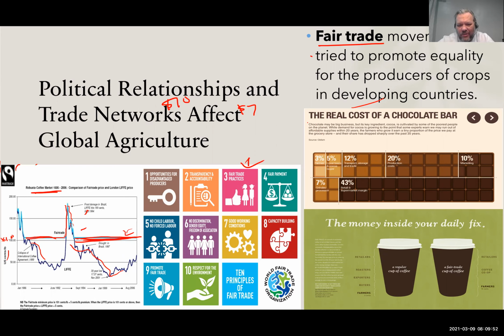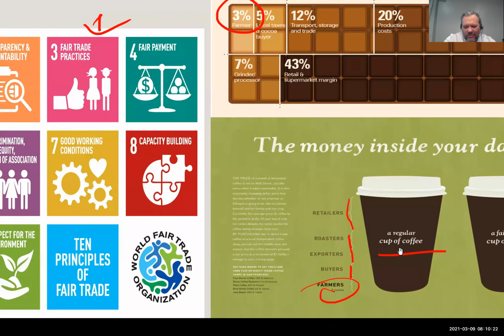And so when you look at the real cost of chocolate, and you watch the chocolate video right before break, this one says 3% of the proceeds go to the farmer. That's a pretty small amount, so just something to keep in mind. So is it better to buy fair trade chocolate and pay a little bit more for it, or not? And this one's kind of looking at a regular cup of coffee. Here's the percentage that the retailers, the roasters, the exporters, the buyers, and then the farmers, they might get 3 cents, I think it says, out of that.